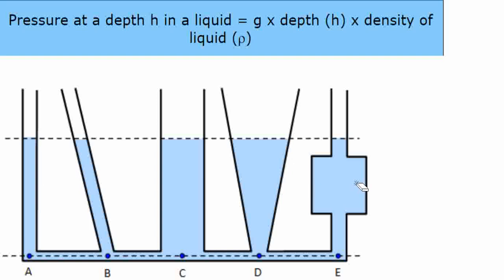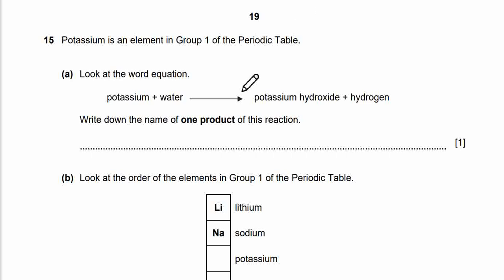So the liquid is the same, and the height is the same, and gravity is the same. So the pressure will be the same as long as it has the same height. Well, this is number 15.